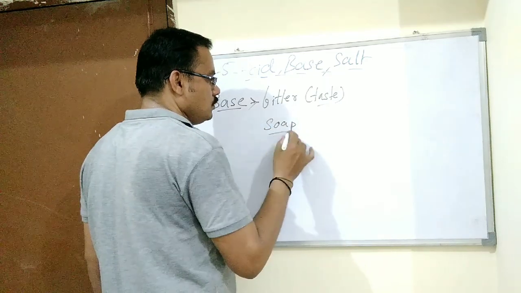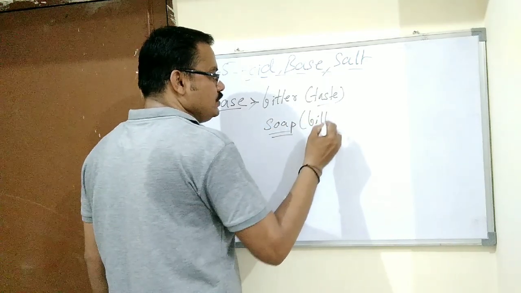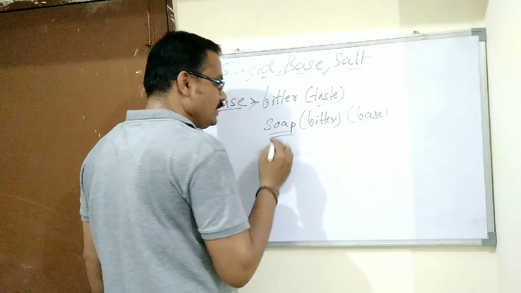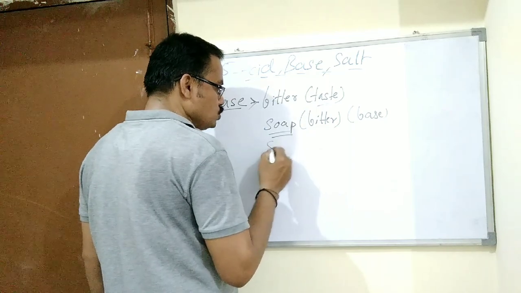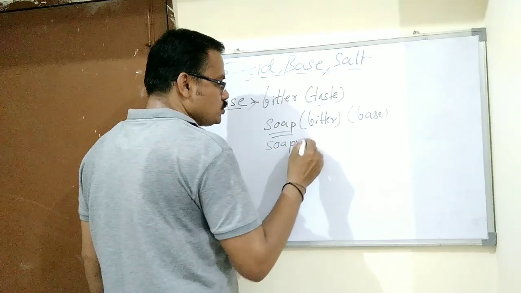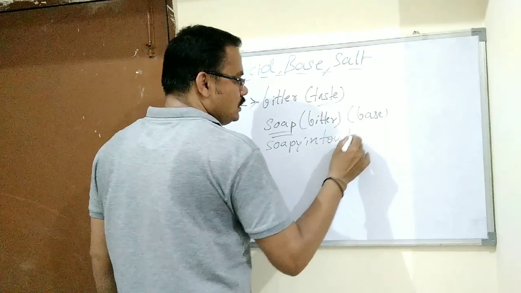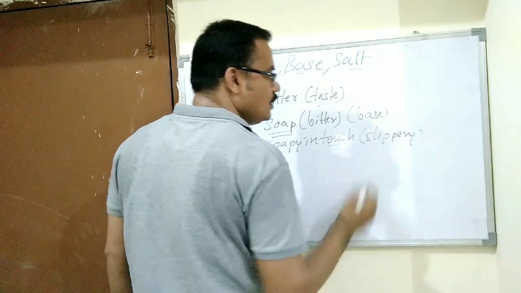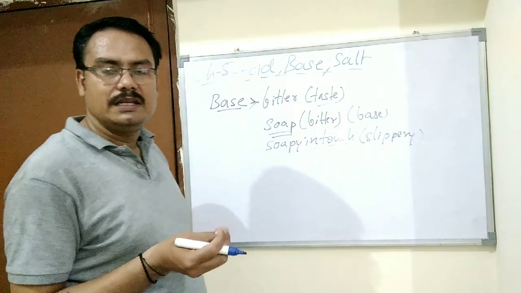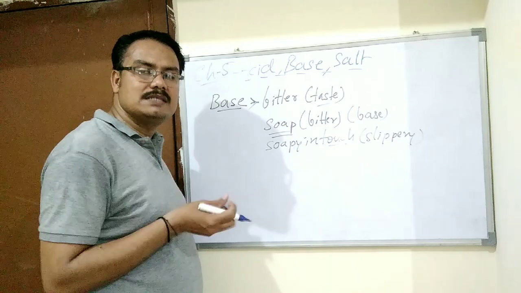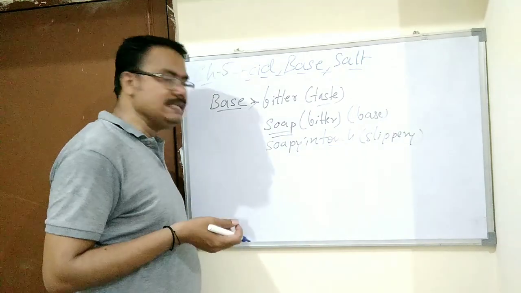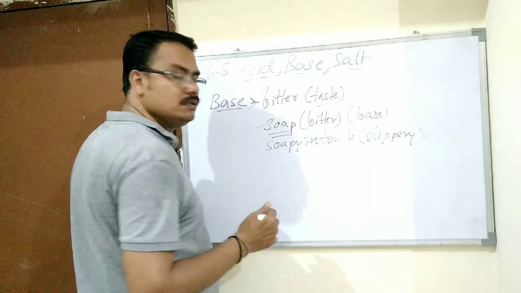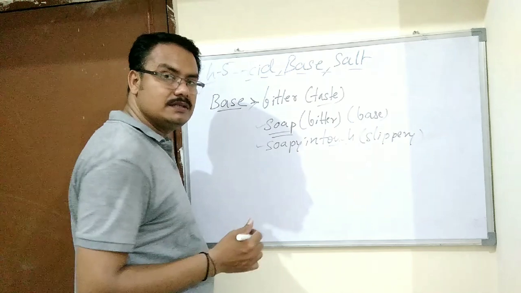Soap is bitter because it contains base in it, and bases are also soapy in touch. Soapy in touch. Soapy means slippery. The things which contain base are soapy, that means they are slippery in nature. So students, you have seen that soap is bitter in taste and soapy in touch.